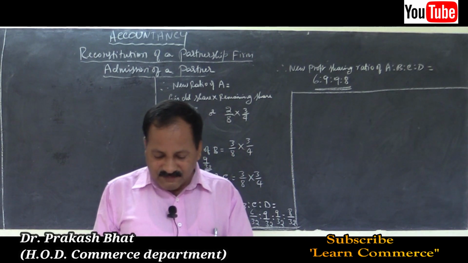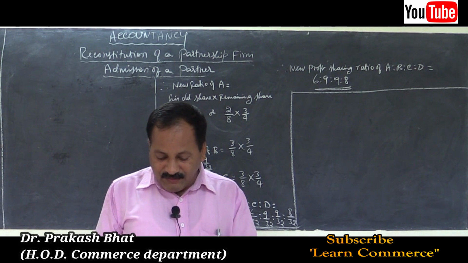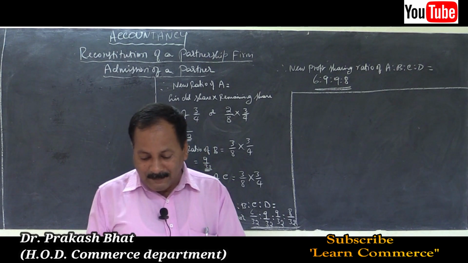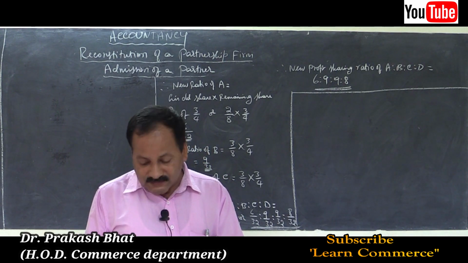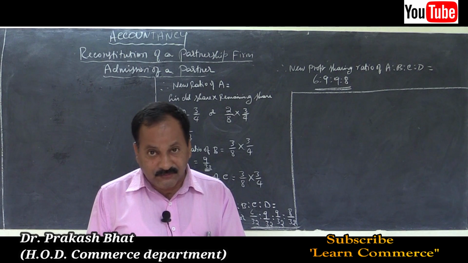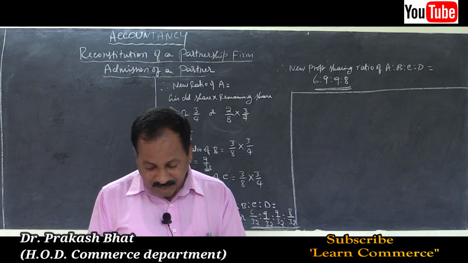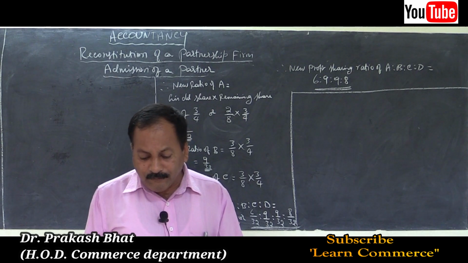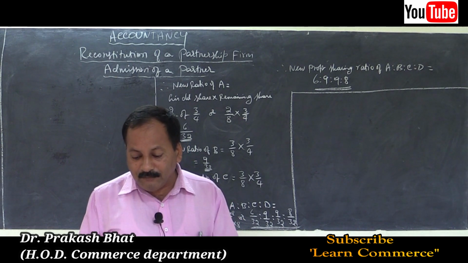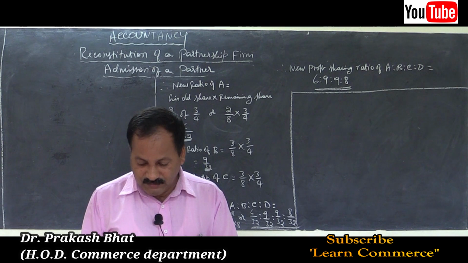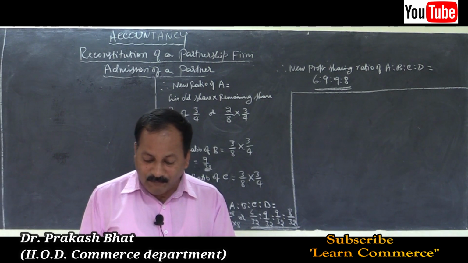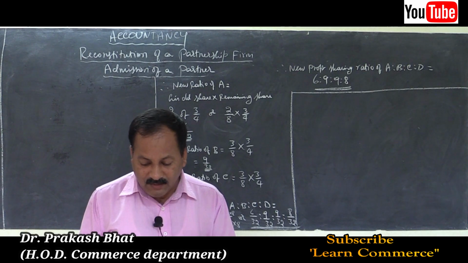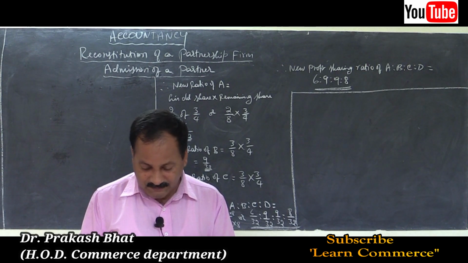Fourth problem it is. Let us go through it. I will read out and let us analyze. Veena and Vani are partners sharing profits and losses in the ratio of 3:2. They admit Rani as a new partner for 1/5 share in future profits of the firm, which she gets equally from Veena and Vani. Calculate new profit sharing ratio of Veena, Vani and Rani.